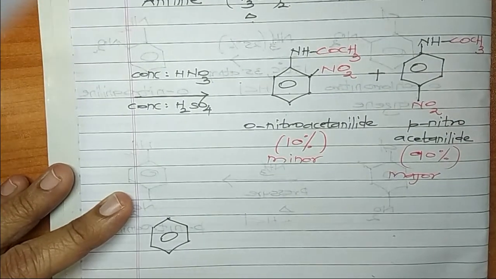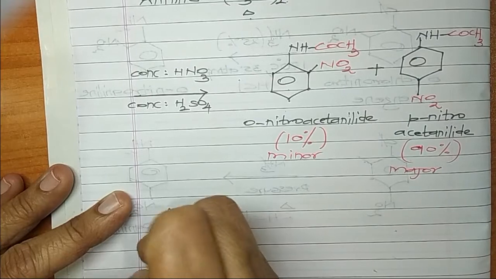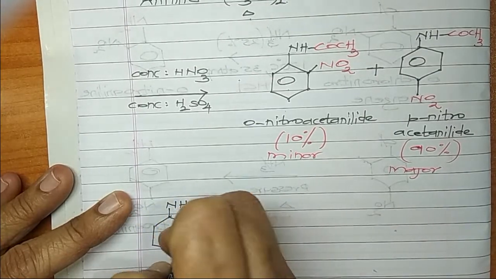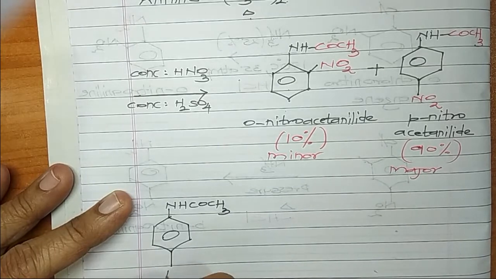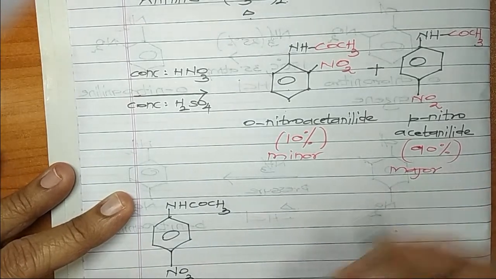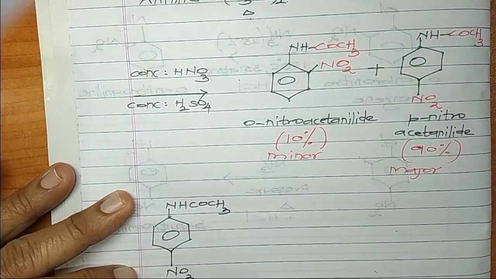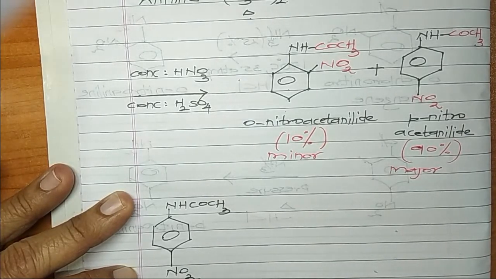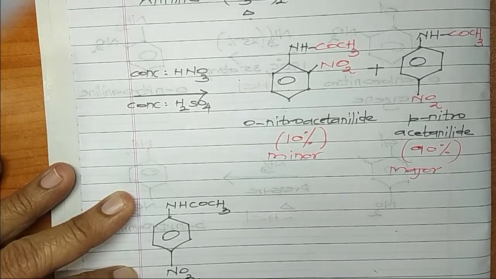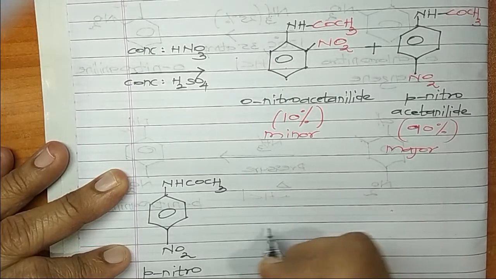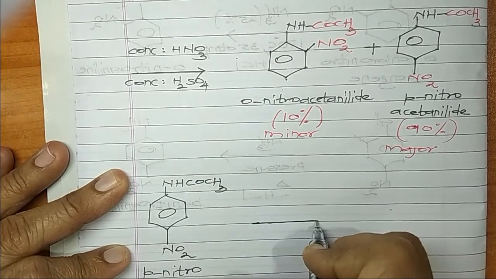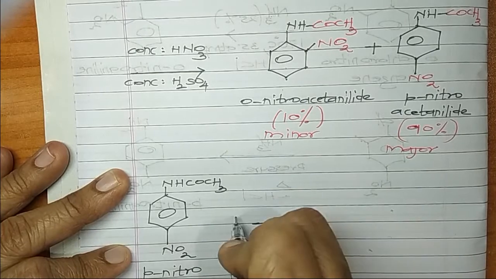If you can see, it is nothing but NHCOCH3. And where is my nitro group? My nitro group is here. So I have taken the para isomer. It is nothing but paranitroacetanilide. So you have taken this. Now you subject it to a reaction, first we will add an acid.